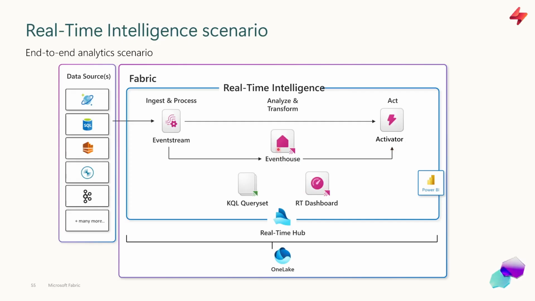In the middle of everything is the so-called event house. An event house basically hosts so-called Kusto databases. And the Kusto database is actually the centerpiece there. It's a really powerful engine for data analytics. It's really tuned for high performance on data, specifically time series data.